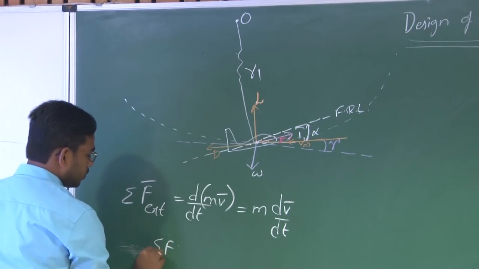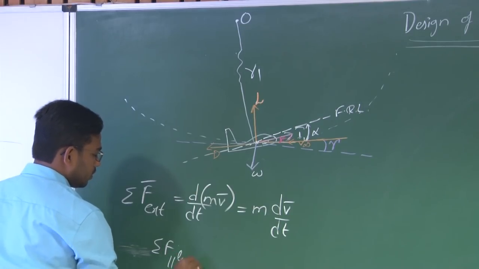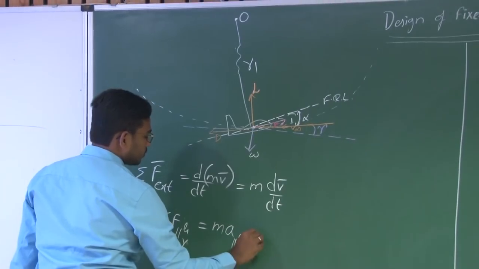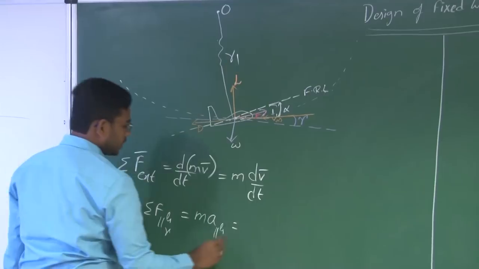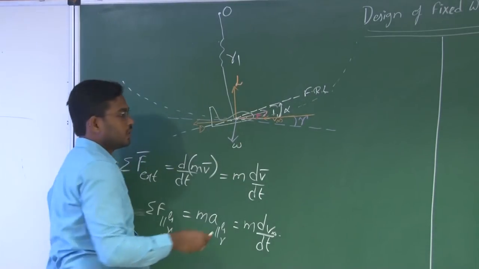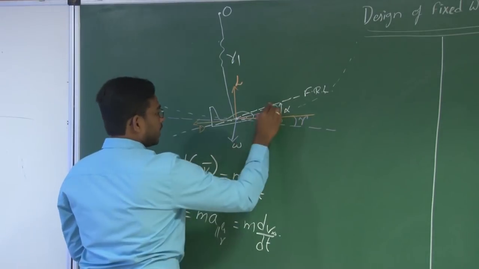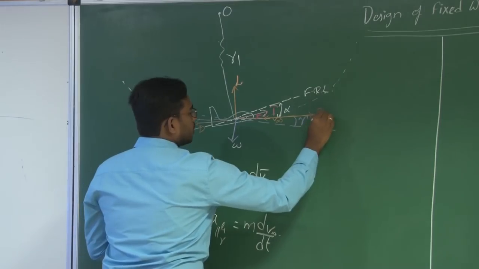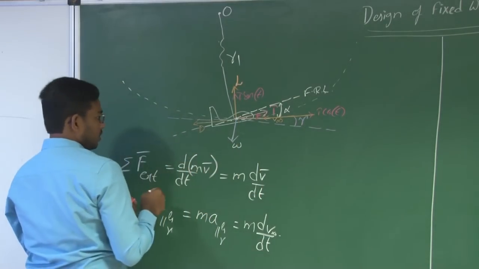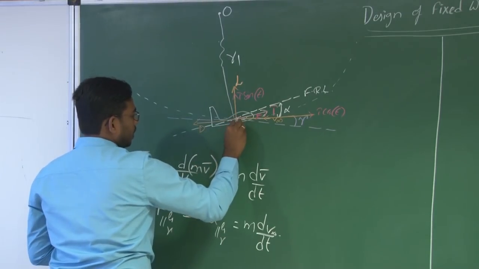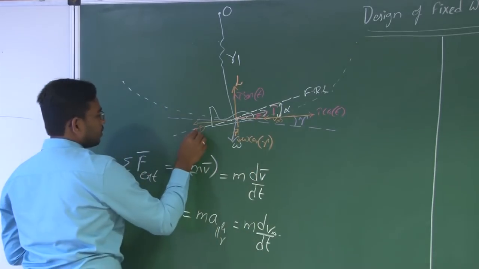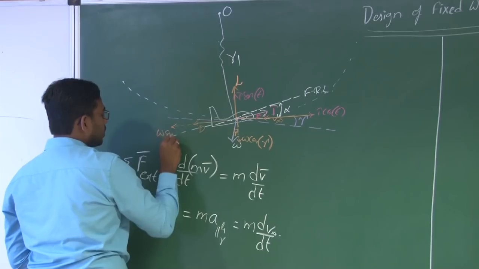So the total forces acting parallel to gamma equal mass into acceleration parallel to gamma. Parallel to gamma, the velocity is V infinity, so we can write the rate of change of velocity, dV by dt. And what are the forces acting parallel to this V infinity? We have the component of thrust acting along V infinity, which is T cos epsilon, and this is T sin epsilon, right? And the weight has a component perpendicular to V infinity, and this angle is gamma. This is W cos gamma, and what we have along V infinity is W sin gamma.